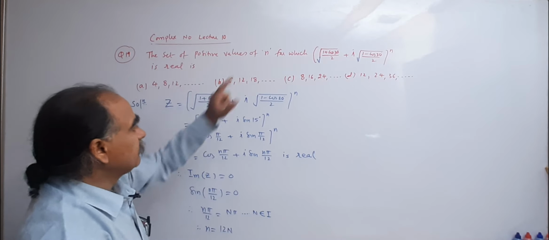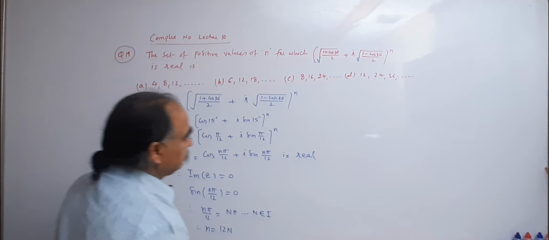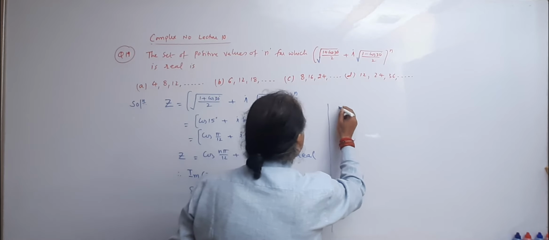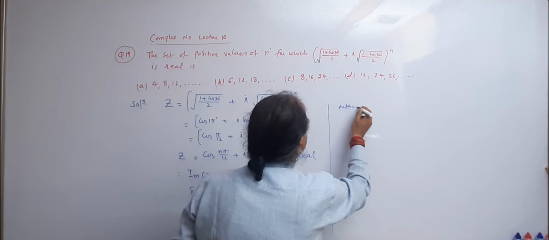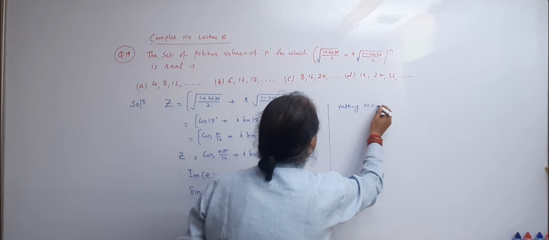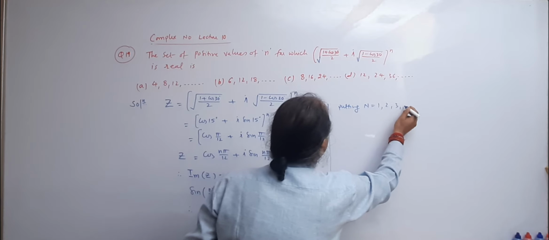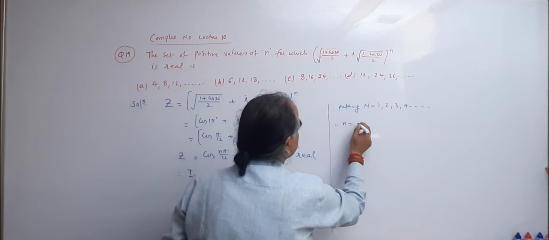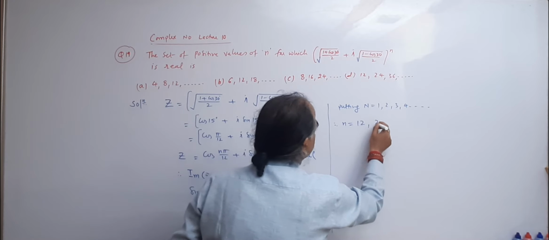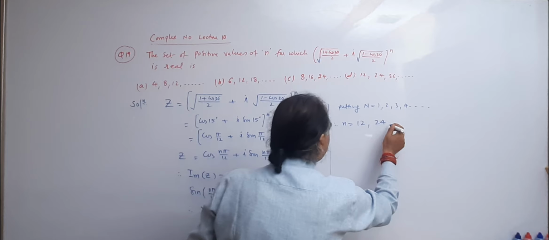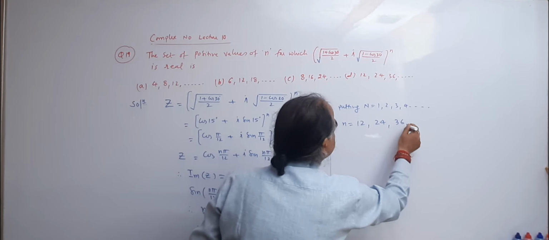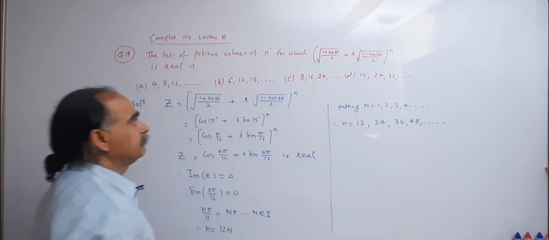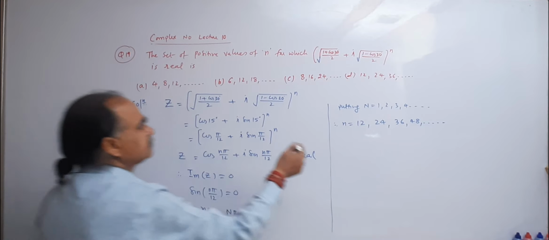Now they want positive values of n. So replace capital N by 1, 2, 3, 4. Putting capital N as 1, 2, 3, 4, therefore, small n will become 12, 24, 36, 48, and so on. The answer is what? D.